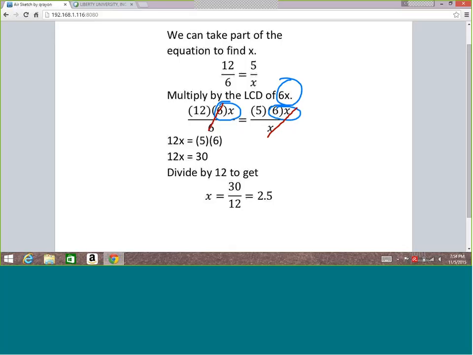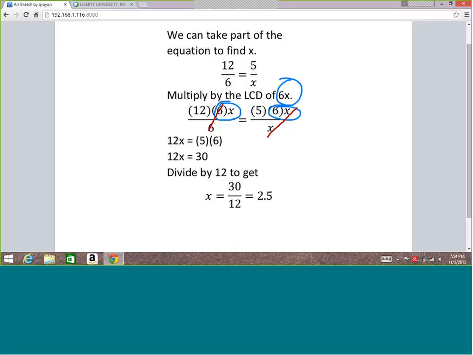Okay, so now I see I have 12x equals 5 times 6, and so 12x is 30. Divide by 12 to get 2.5. So that tells me the length of that side that's labeled x is 2.5. So I have that now.